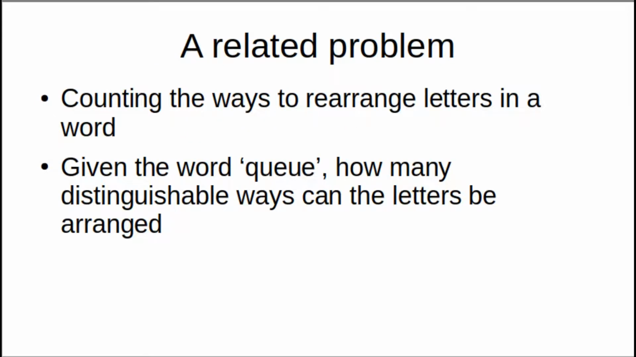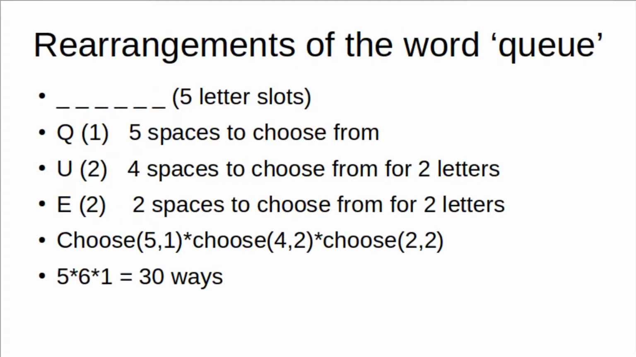First, I want to show you a seemingly unrelated problem. How many ways can we rearrange the word QUEUE, like indistinguishable ways? In the word QUEUE, there's one letter Q, 2 letter U's, and 2 letter E's. So to find the number of ways to arrange this, first let's place the Q. It has 5 places to choose from. In other words, there's 5 choose 1 possible ways to place the Q. Now we have 4 spaces remaining, and we're going to place 2 letter U's.